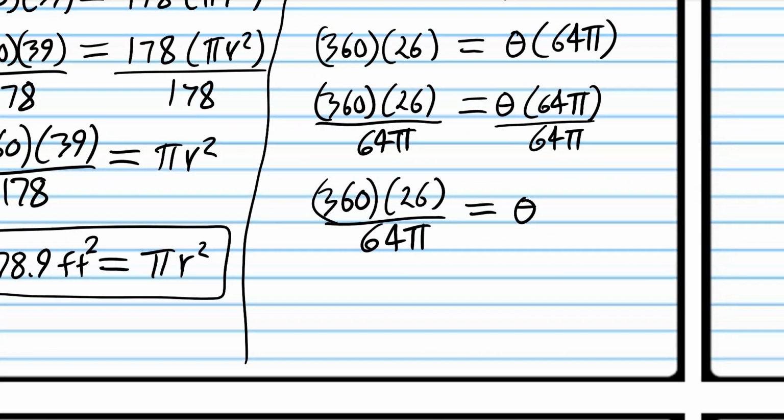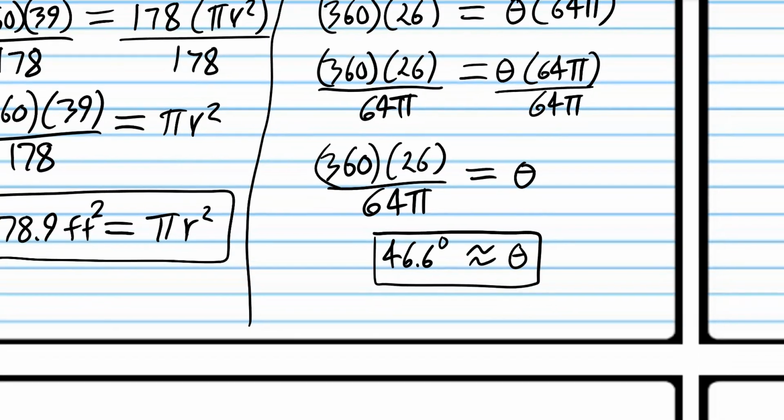So in your calculator, 360 times 26 equals, divided by 64 equals, and then divided by the pi button equals. So it's 46.6. Theta is approximately equal to 46.6 degrees, because this is an angle.